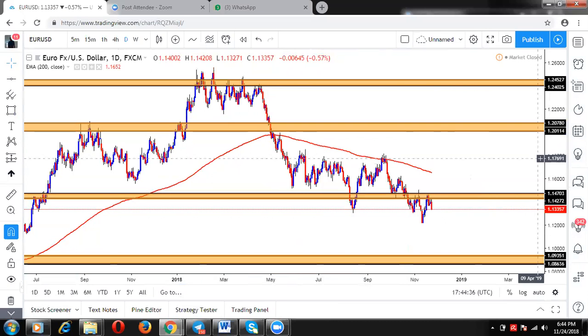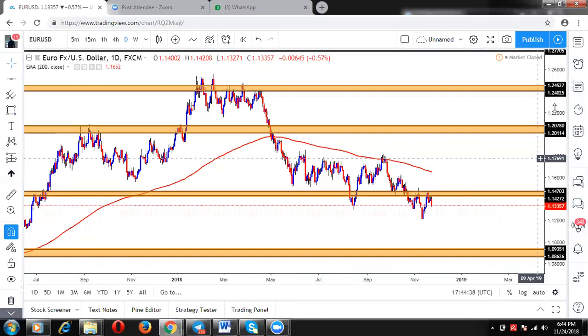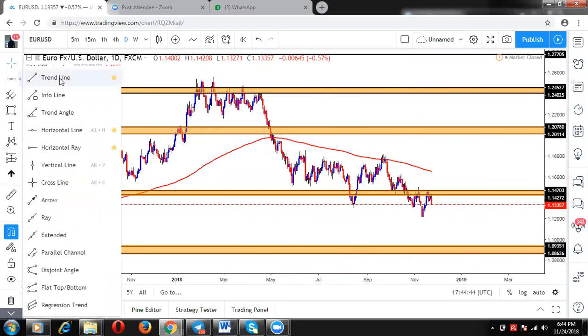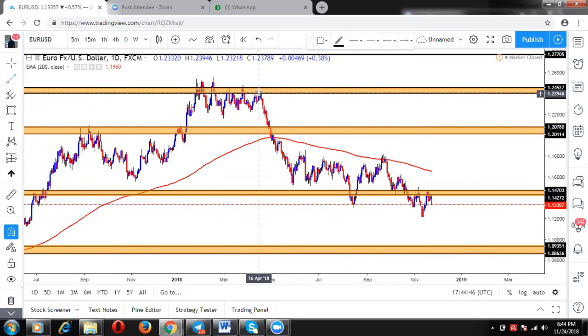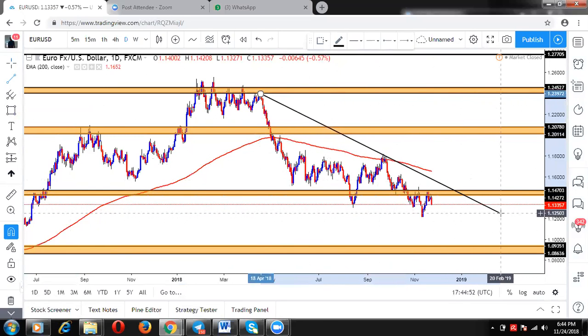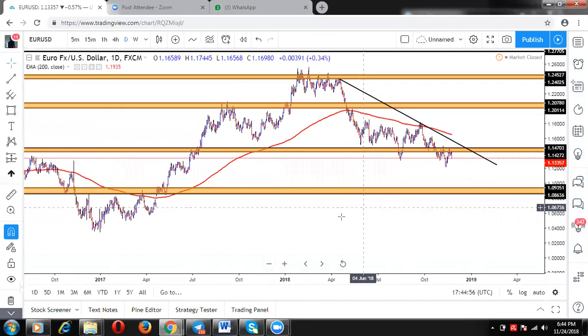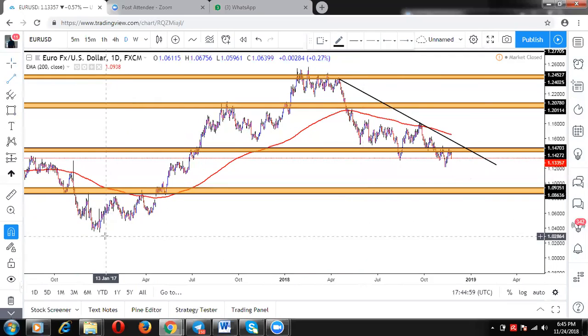Okay. All right. So now the basic thing you should be looking out for is your support, resistance, and your trend line. Now the trend line, you should have at least three touches. So this is my trend line. I'll draw my trend line on the daily as well. This is the trend line. Then I'm going to take it below.